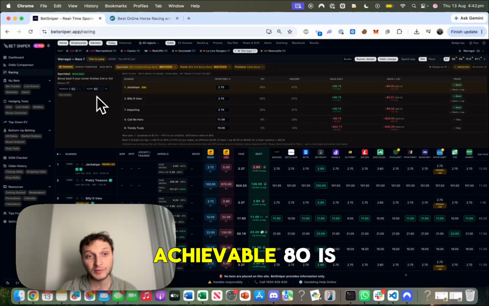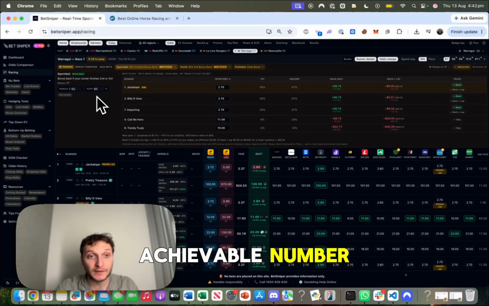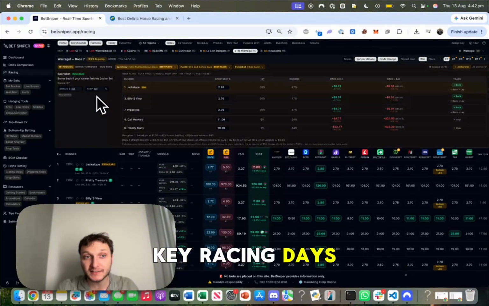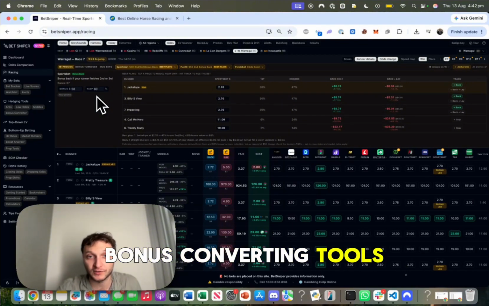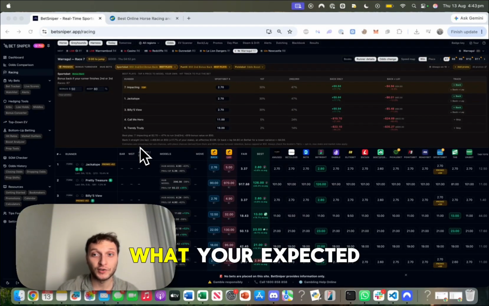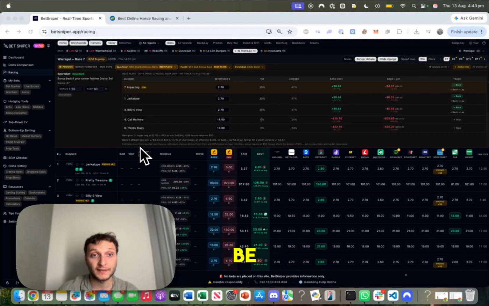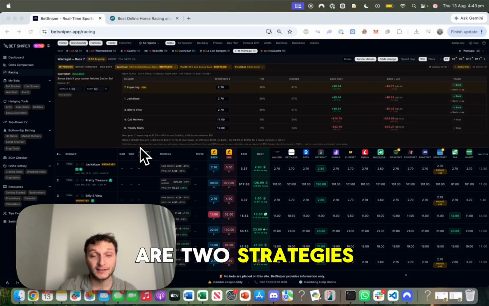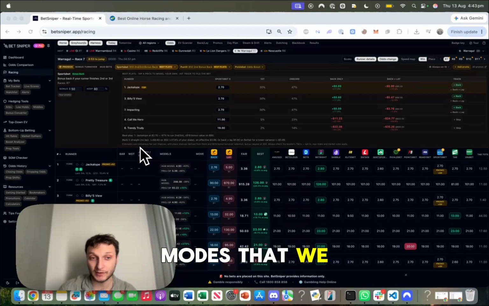70 is very achievable. 80 is also a very achievable number if you spend a bit of time on the key racing days, as well as use our other bonus converting tools. And so what we're showing is if you use this promotion, what your expected EV payouts will be. And so there are 2 strategies for all of these different betting modes that we can talk about.